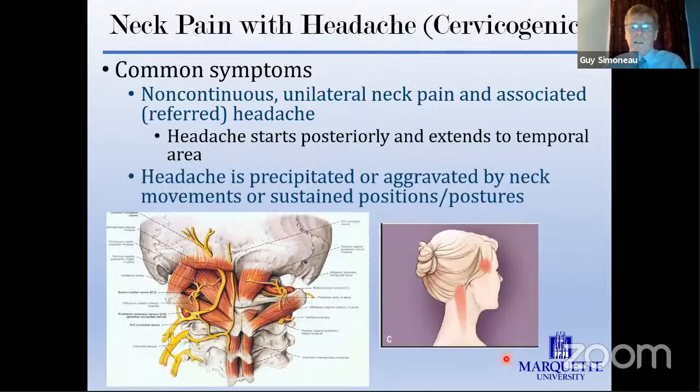So the common symptoms that we find with people with cervicogenic headaches would be that the headache is typically non-continuous. It's typically unilateral, and it may be a combination of headaches as well as neck pain, the headache being referred pain from the neck region. Typically, the headache will start in the posterior region of the neck and eventually expand to the occipital and the temporal area. And what is key here is that there should be an association between the occurrence of the headache and also neck pain or neck position or neck posture. So when you do the history on those individuals, there should be some kind of relationship that you're able to determine between neck movement, posture, and also the presence and the occurrence of those headaches.